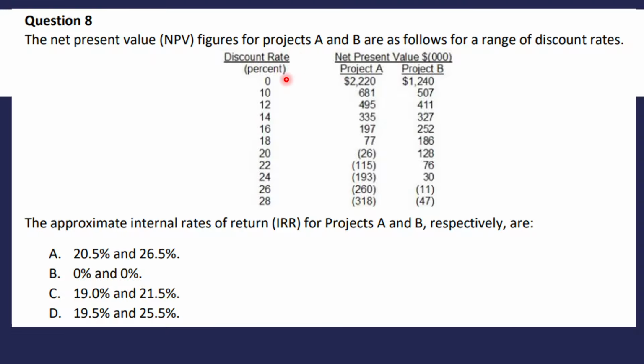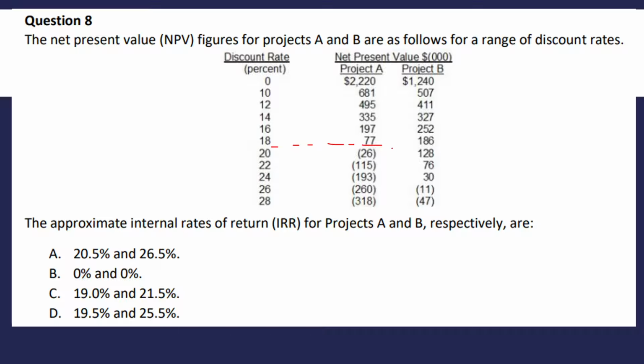Okay. Ang gagawin natin pagdating sa problem solving, we use trial and error to arrive at a 0 NPV. In this problem, everything is given to you. At a certain discount rate in this column, you're given the corresponding NPV for project A and B. Okay? The discount rate that will give you a 0 NPV is actually the IRR for that project. In the case of Project A, magzi-zero siya somewhere between 18 and 20.